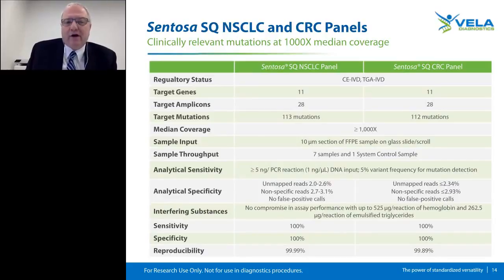These panels basically have approximately 1,000x median coverage, run 7 samples and 1 system control, and can be used with one 10 micron section of FFPE material, or in this case, 4 mL of plasma. So very high sensitivity, high reproducibility at 1,000x coverage for these panels, and these are for high prevalence mutations, as determined out of the COSMIC database.